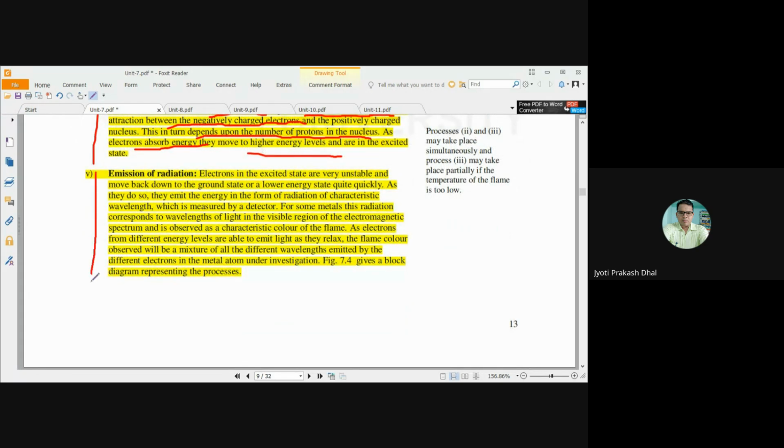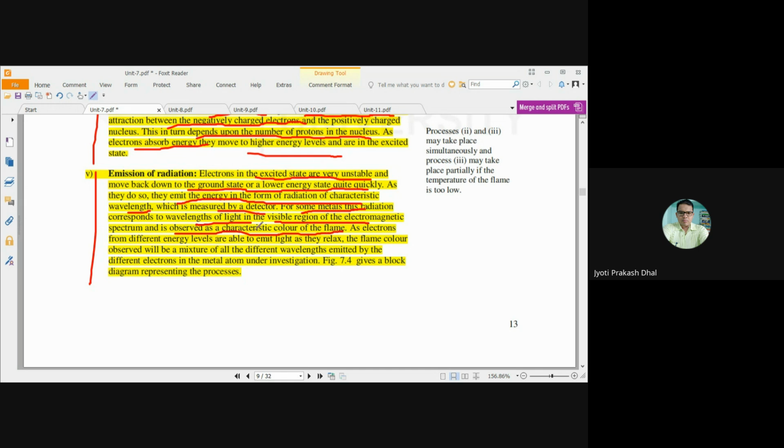Now coming to the last step, that is the emission of radiation. The electrons in the excited state are very unstable, and they immediately come back to the ground state or lower energy state quickly. As they do so, they emit energy in the form of radiation of characteristic wavelength, which is measured by the detector. For some metals, this radiation corresponds to a wavelength of light in the visible region of the electromagnetic spectrum, and is observed as a characteristic color of the flame.